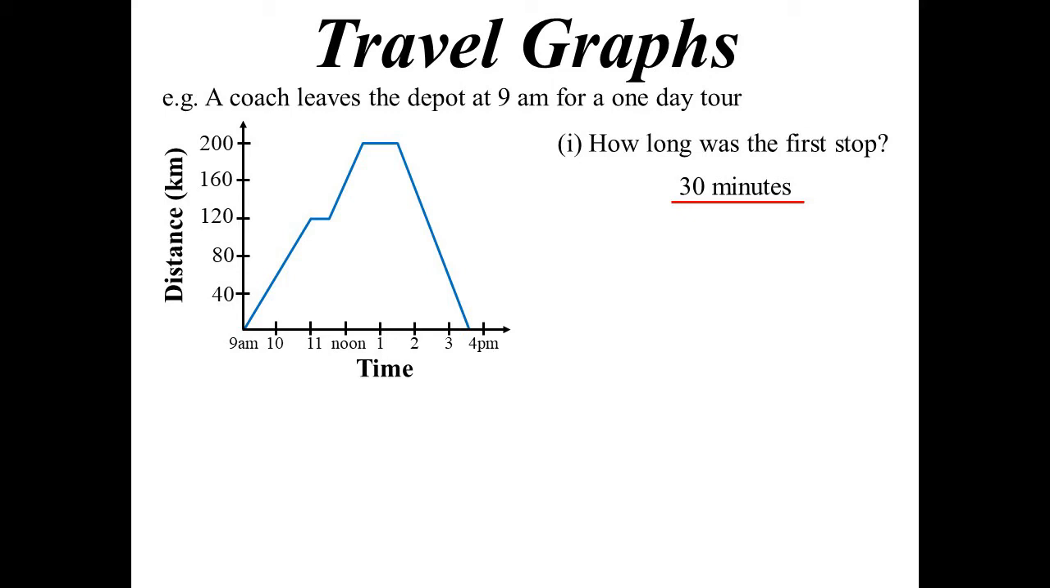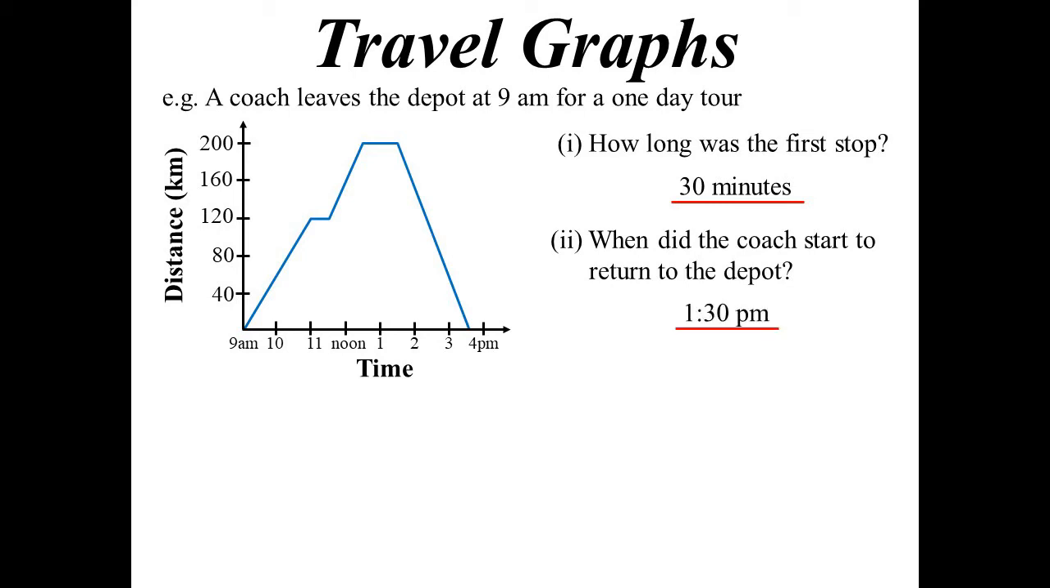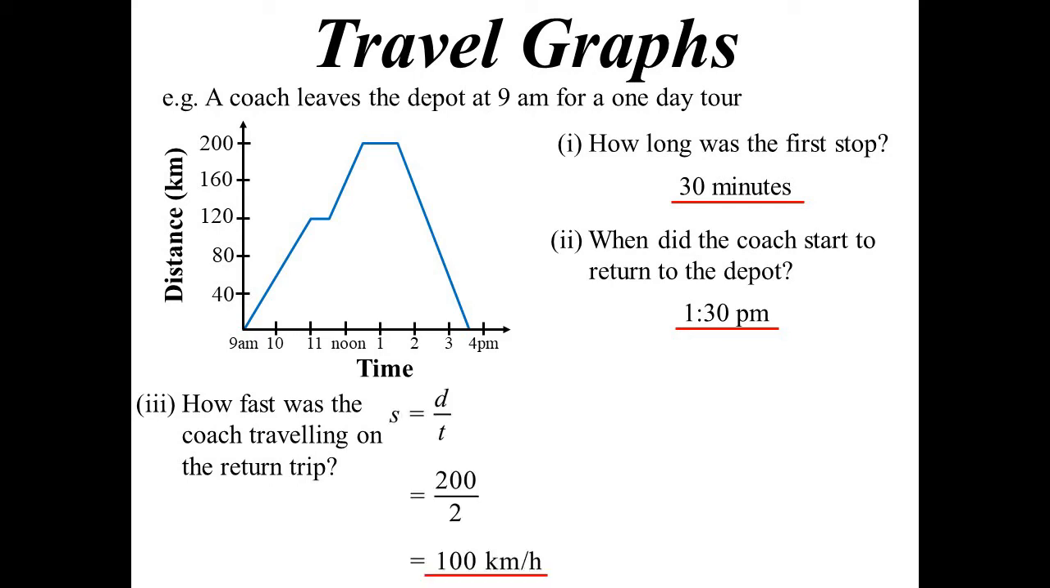Now the first stop was 30 minutes. When did the coach start to return to the depot? Well, that was like saying, when's the rate of change going negative? Because we're going back in the other direction. So there it is, at 1:30, our curve is going back down. How fast was the coach travelling on that return trip? Well, we would want to find the slope of the tangent. Fortunately, it's a straight line. So with speed equals distance over time, it's 100 kilometres per hour.